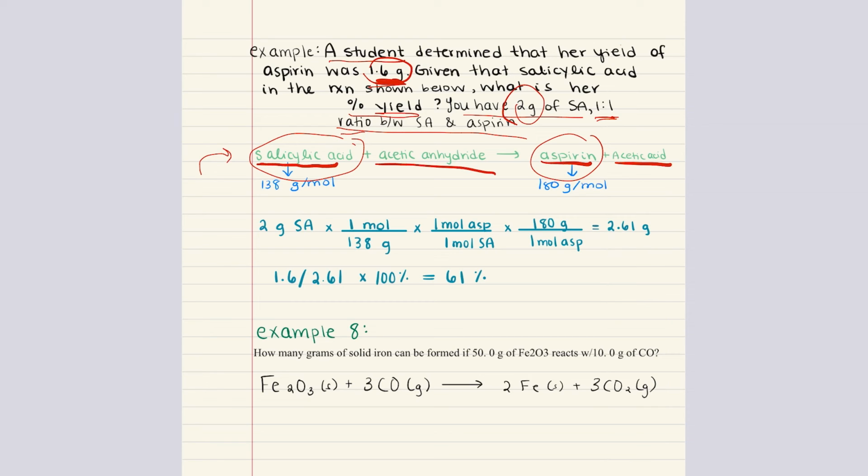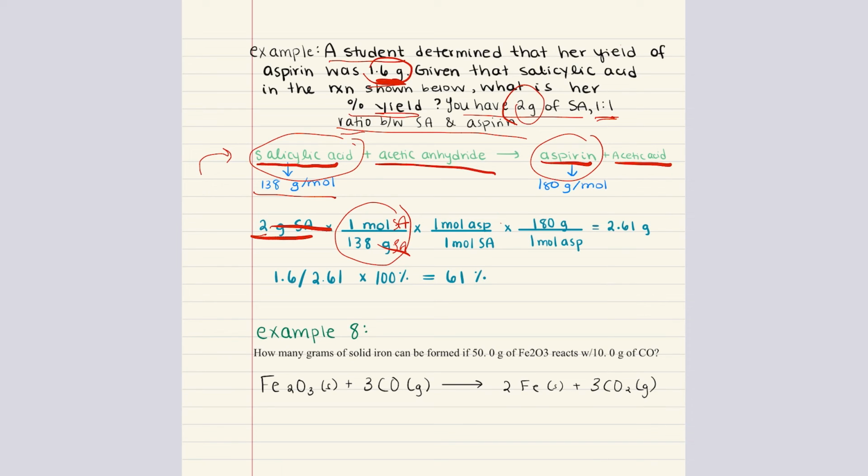So to calculate the theoretical yield, we start off with 2 grams of salicylic acid. We're going to convert that to moles of salicylic acid using molar mass. We're given that 138 grams per mole of salicylic acid. What you notice here is grams of salicylic acid cancel out, and now we have units mole of salicylic acid.